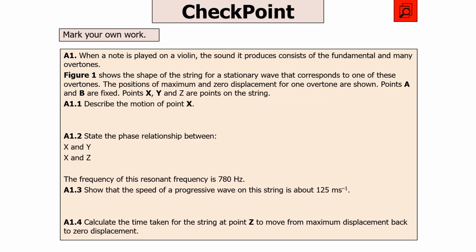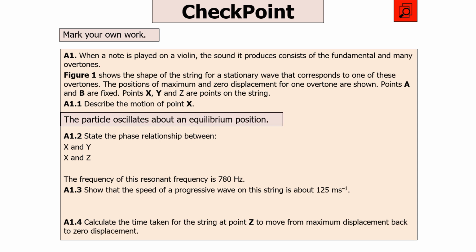Right, in this first question, it's the idea of a stationary wave, and then it's going to oscillate a bit about the equilibrium position from positive to negative. So you can see it's going to vertically oscillate. Now, when you look at X and Y and X and Z, you'll notice that X and Y are out of phase because they are oscillating in opposite directions of your stationary wave at that point, but X and Z are oscillating in the same direction, so they are in phase.